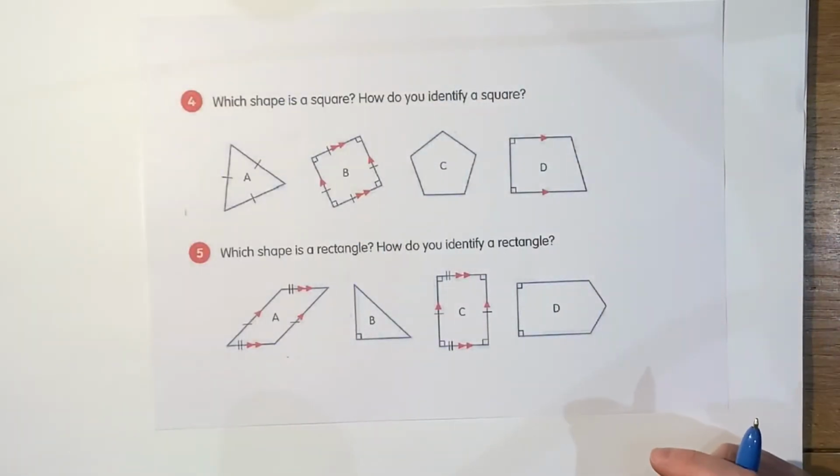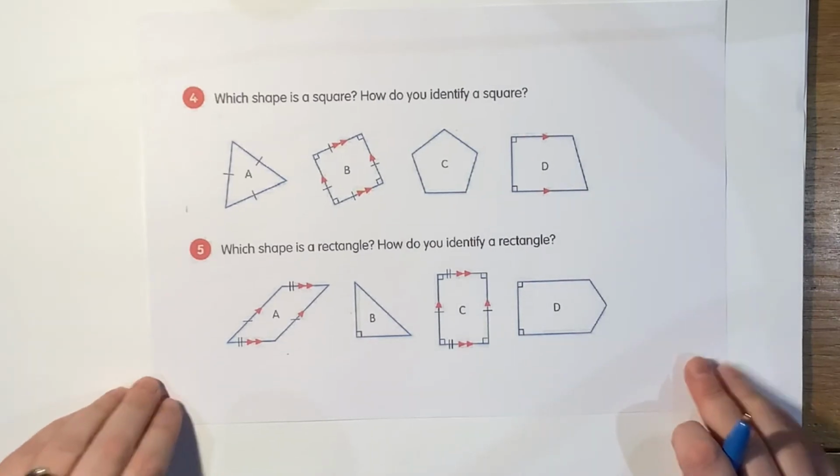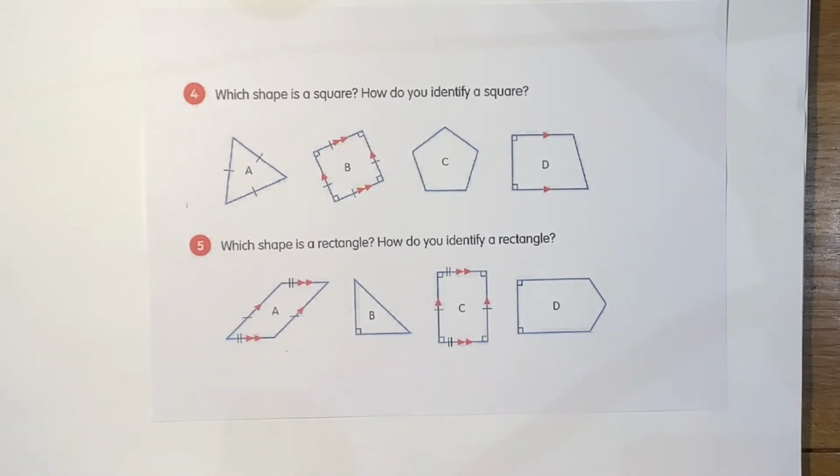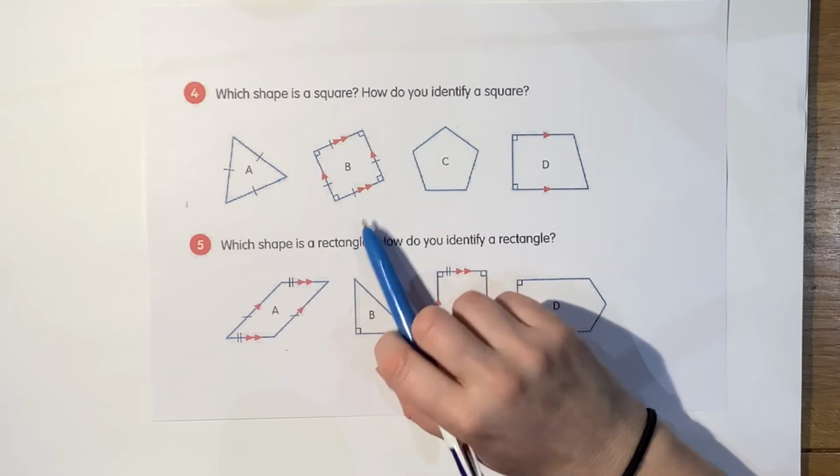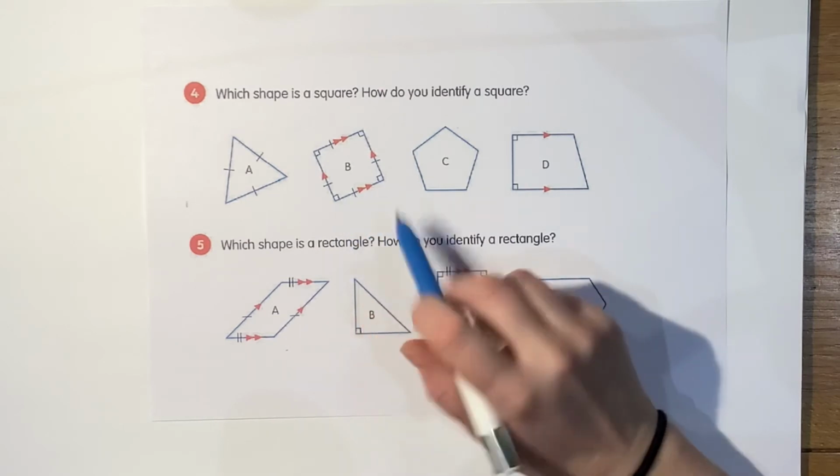Okay, which shape is a square then? Have a look. Which one do you think? Hopefully you've spotted that B is the square. It doesn't matter if it has vertical or horizontal lines. It can be turned over on its side, okay?